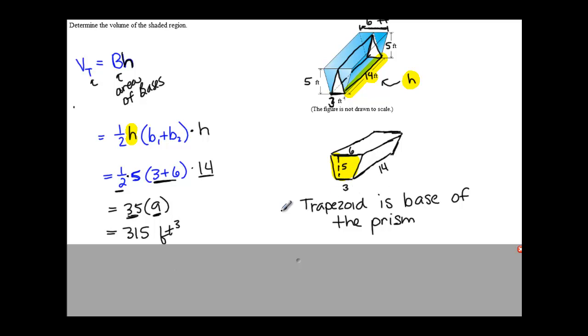Okay, here's just another statement for you. The trapezoid, we said, was the base of the prism. There are two identical trapezoids. The prism would have two congruent bases.